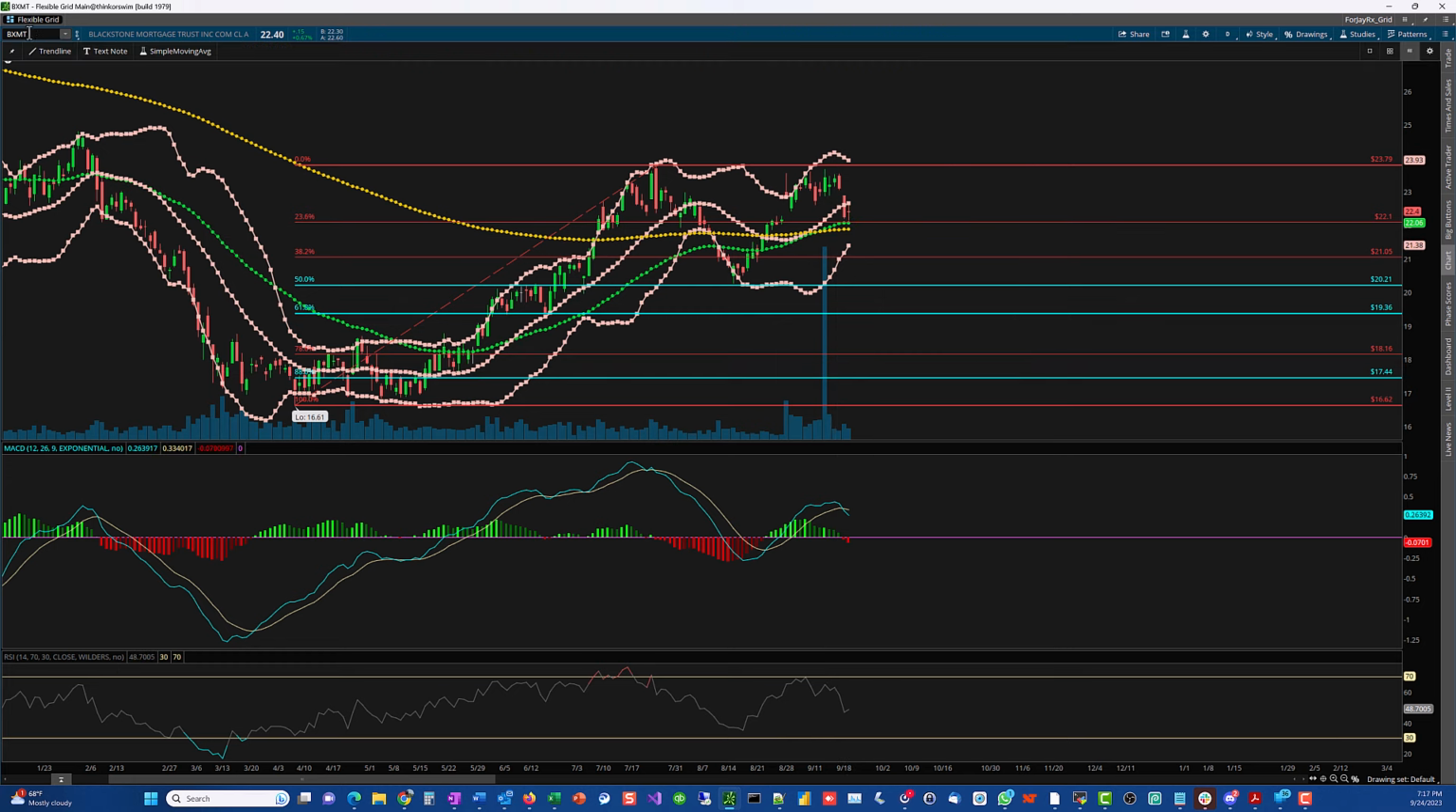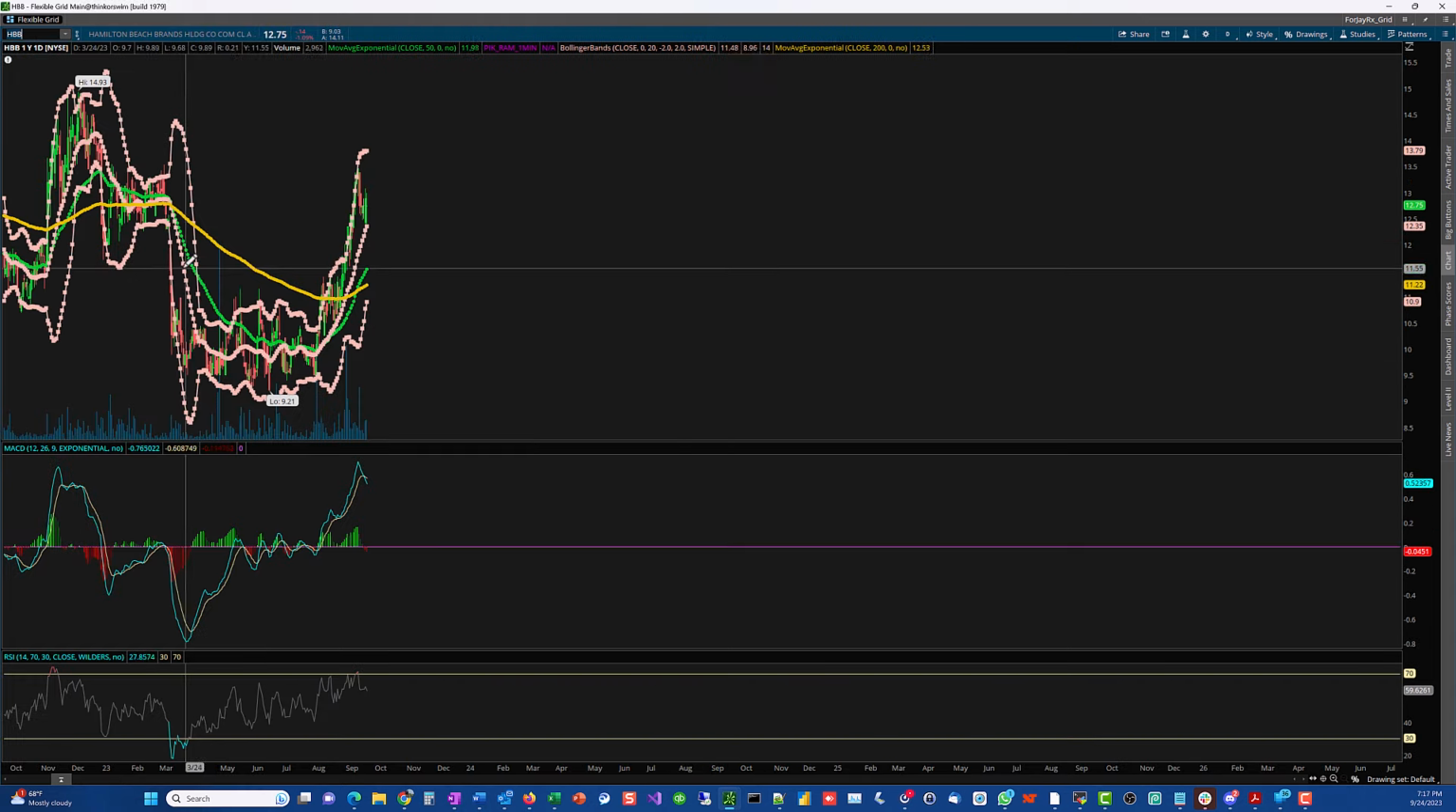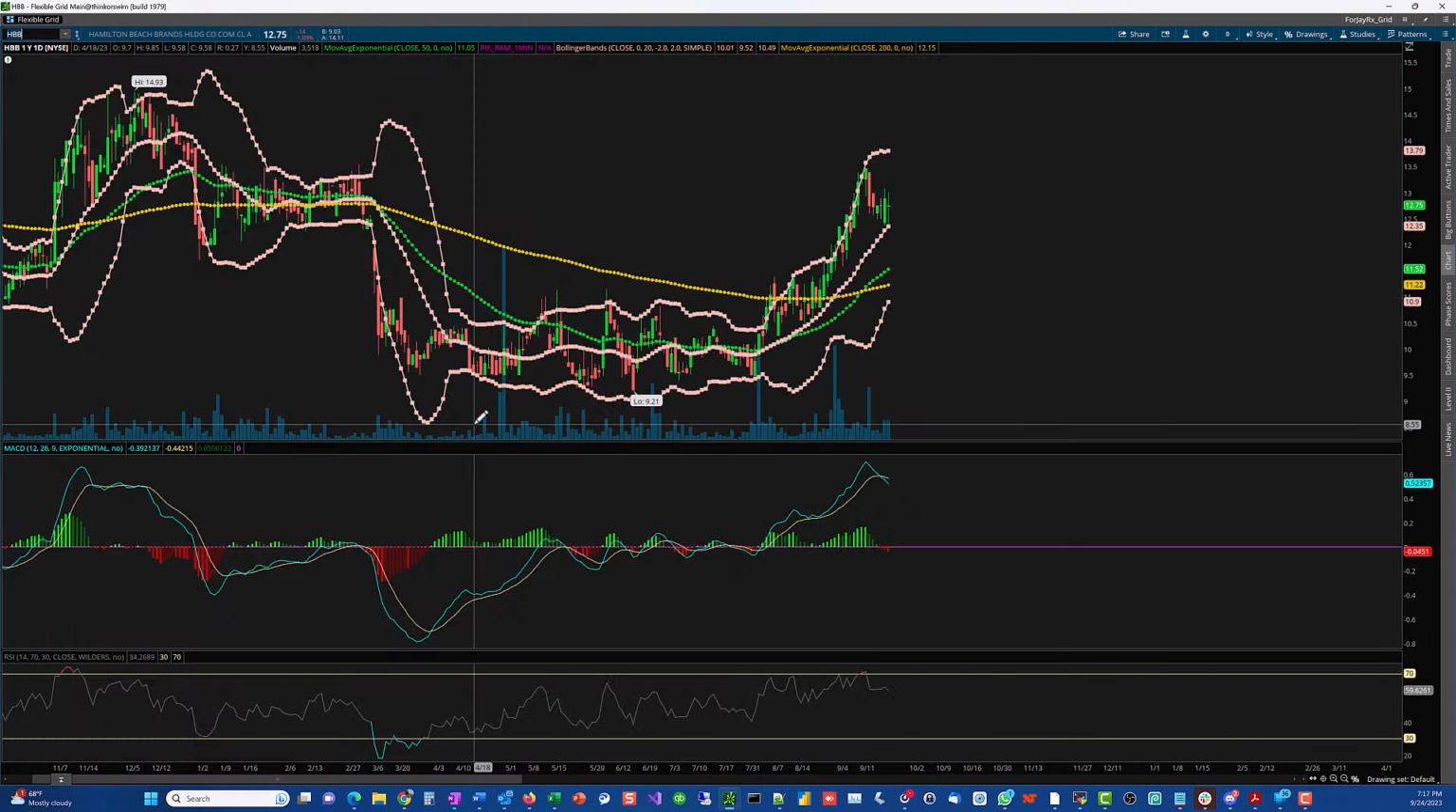Let's take a look at HBB. All right, so HBB had the leg down and was trading sideways. You had the crossover, the 50 crossing over the 200. Now that it crossed over, there's some room for buying opportunities.